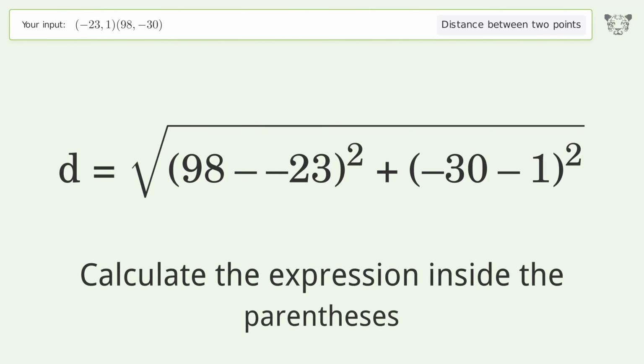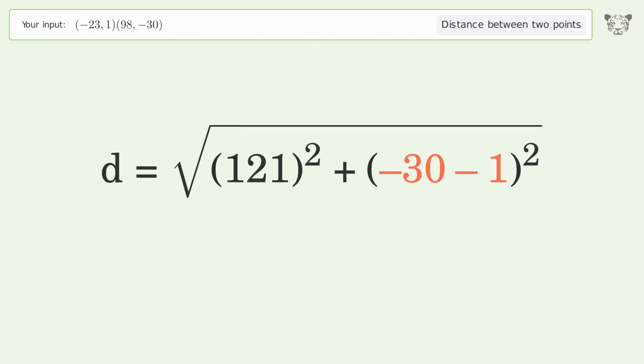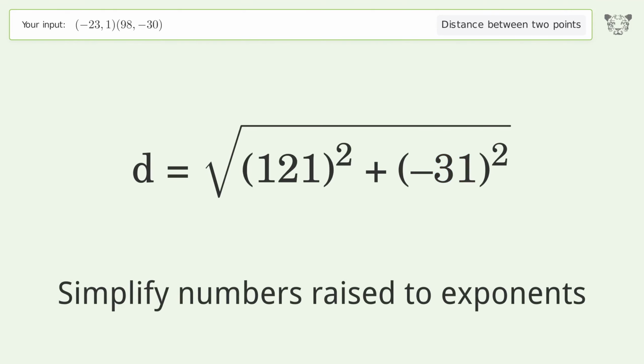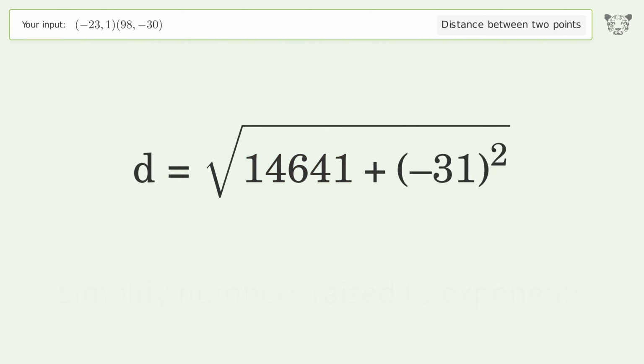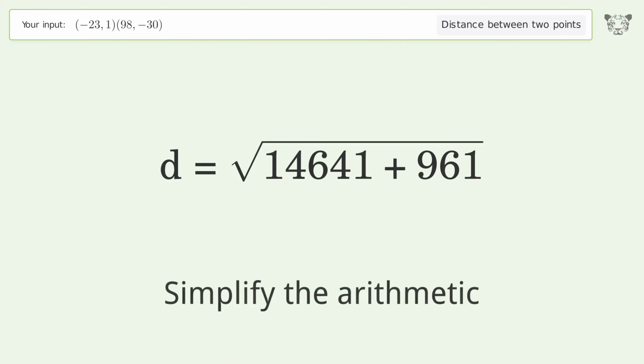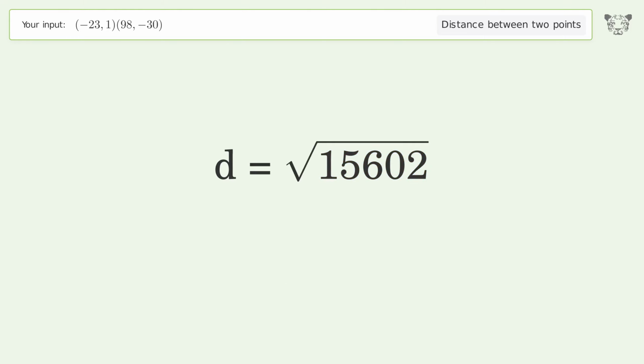Calculate the expression inside the parentheses. Simplify numbers raised to exponents. Simplify the arithmetic. And so the distance between the 2 points is the square root of 15,602, or 124.908.